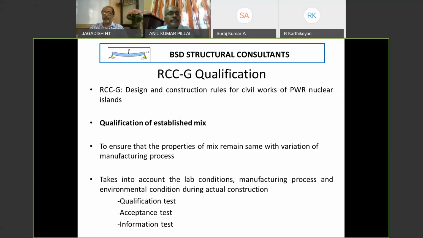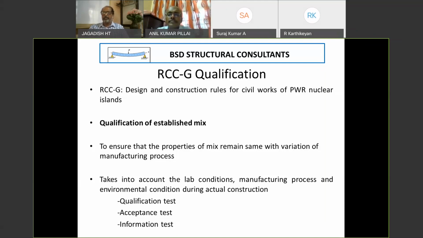This code has been formed by the nations, the nuclear nations we call them, all those nations who have got nuclear power plants, they are all members of this particular committee. And this committee has formed codes for all aspects of nuclear power plants, not only civil, could be electrical, mechanical, piping, could be anything. So RCC-G is design and construction rules of civil works of a PWR nuclear island. RCC-G is basically for civil works. And there are a number of other codes for other works also.